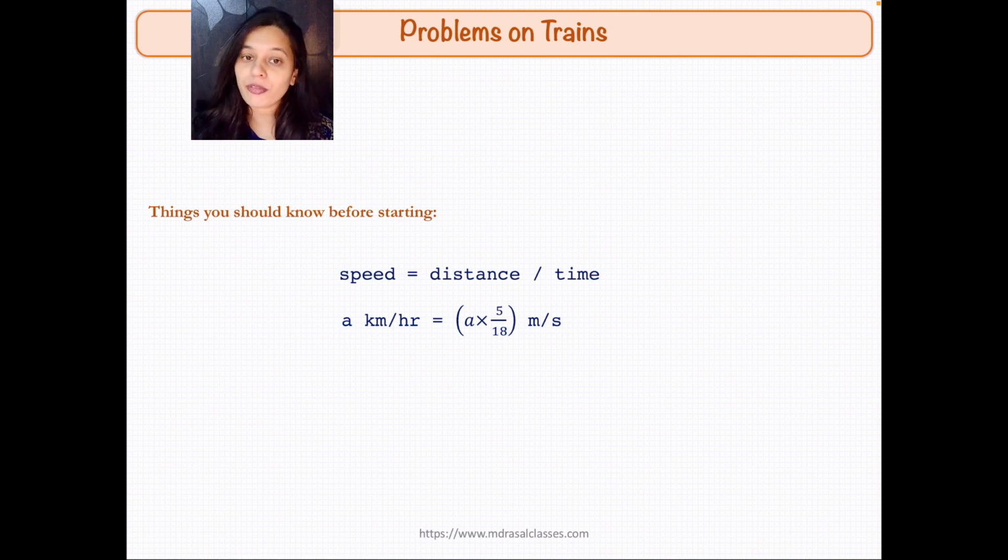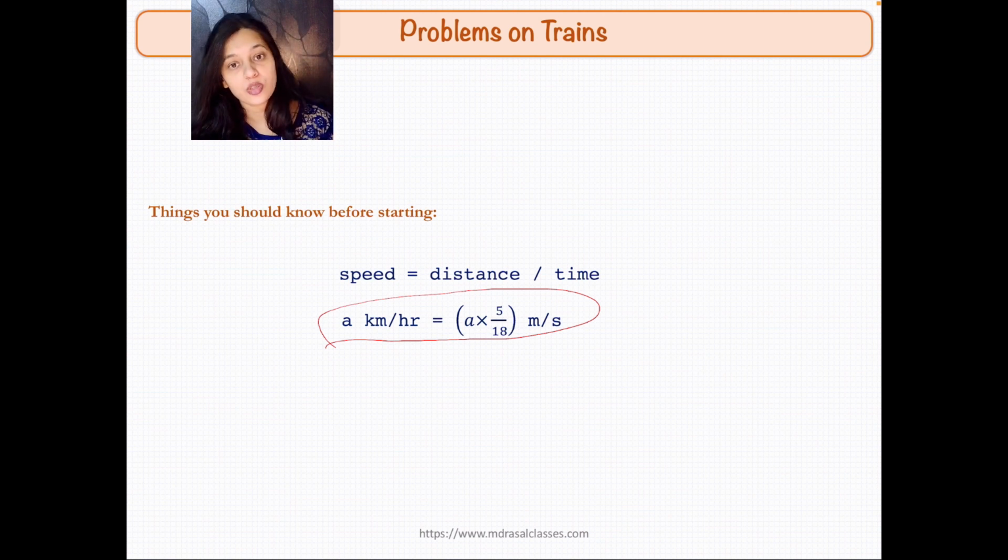Another second formula we have to use is to convert the speed of the train, whatever it is. If it is given in kilometer per hour, we have to convert it into meter per second, and if it is given in meter per second, we have to convert it into kilometer per hour. So how can we do that? This is the way. A kilometer per hour is equal to A into 5 upon 18. Suppose they give us 15 kilometer per hour, then we do 15 into 5 upon 18. We are just converting the speed from kilometer per hour into meter per second.